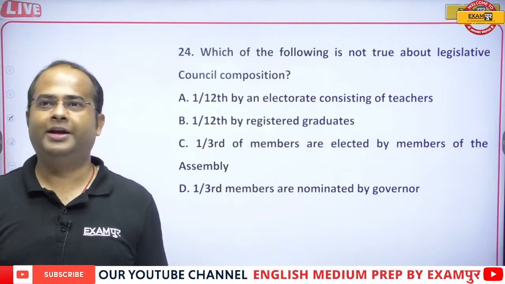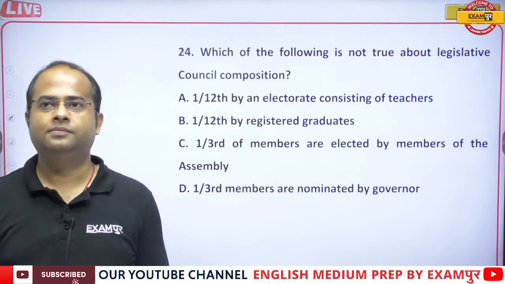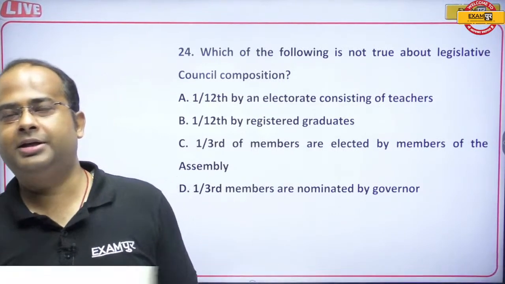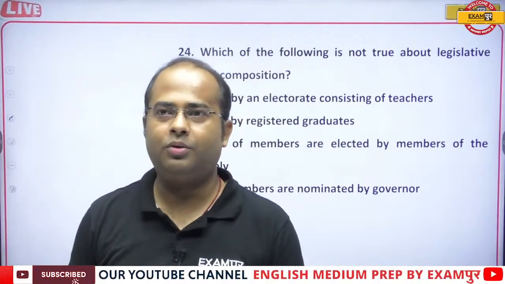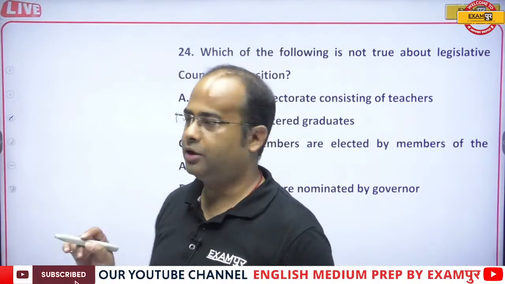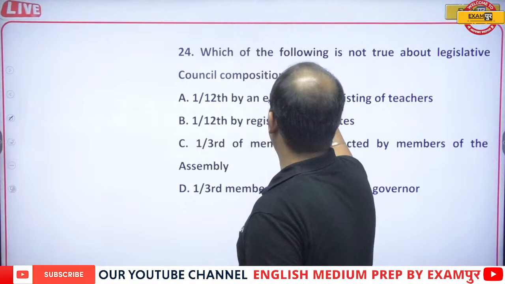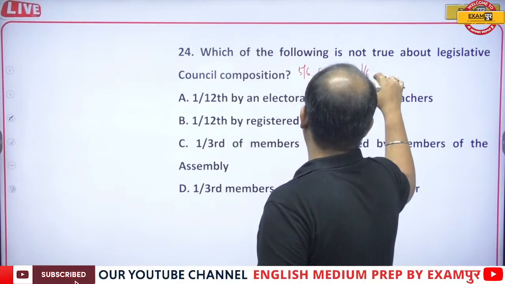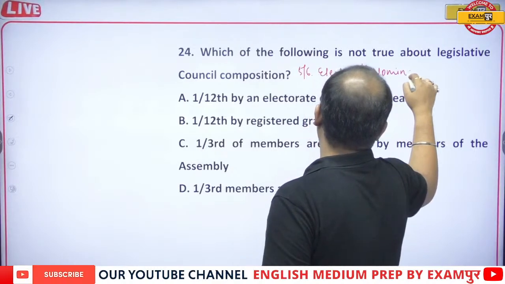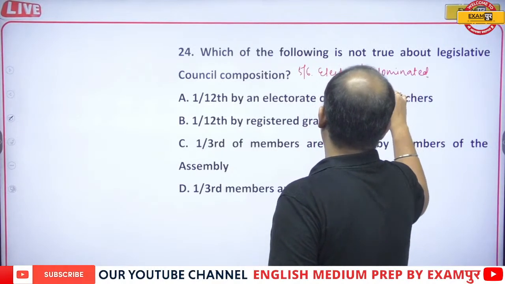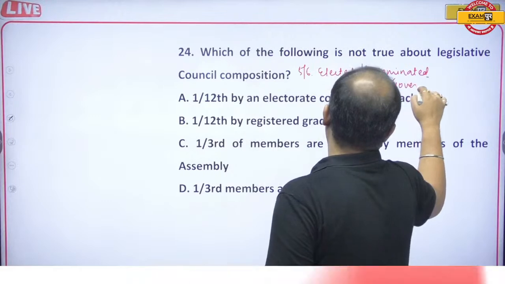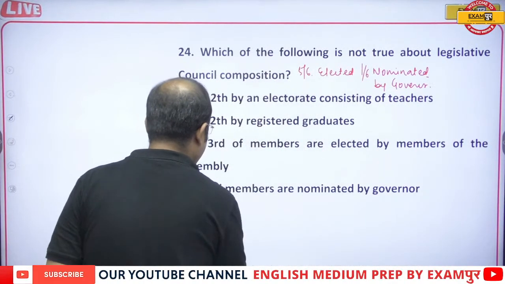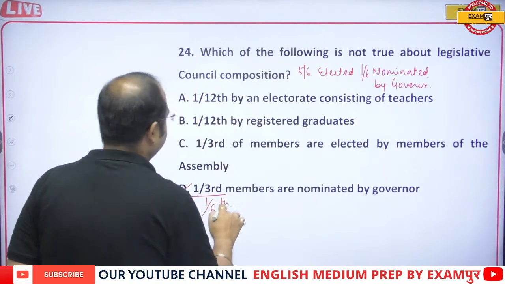So which of the following is not true, guys, about this? Legislative Council composition. If I talk about Legislative Council, everyone is saying option D. 5/6 are elected and 1/6 nominated by the governor. So that is not 1/3 of the members nominated by the governor, it is 1/6.